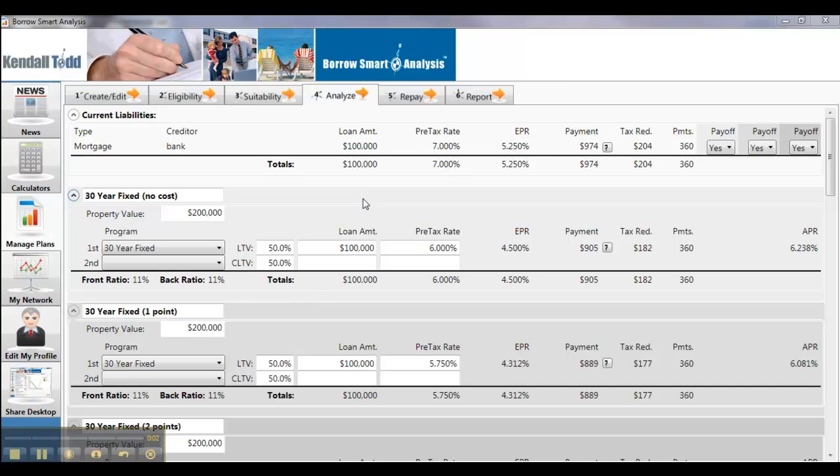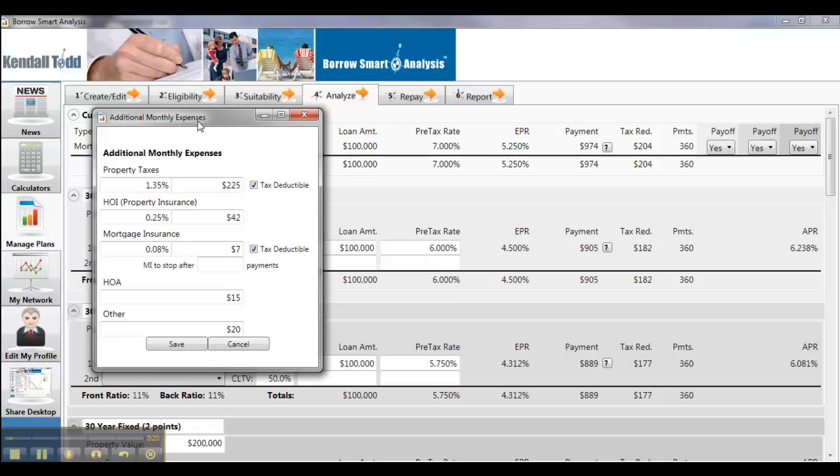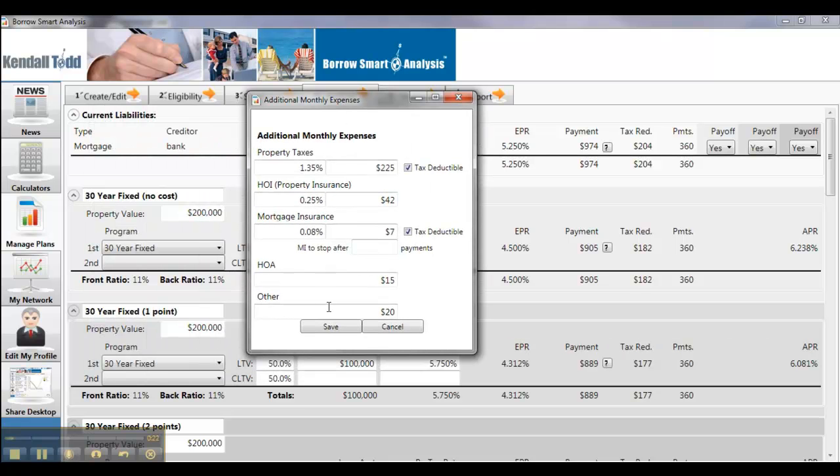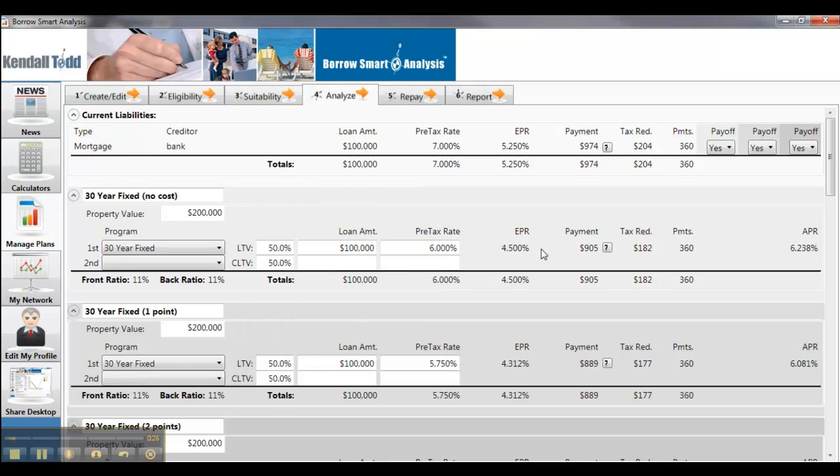Hi, so the question is, what's the best way to compare for a client the benefit of paying points? What I'm going to do is set up something real simple. Got a current liability here, 100,000, 7% interest rate. It calculates, of course, the APR. The payment itself has the payment plus these additional expenses here for property taxes, HOI, rent, etc., or MI.